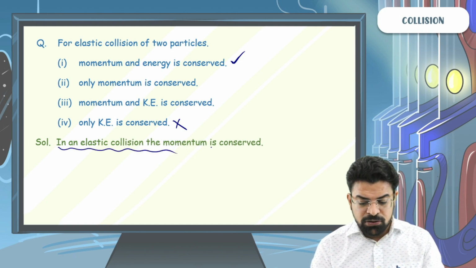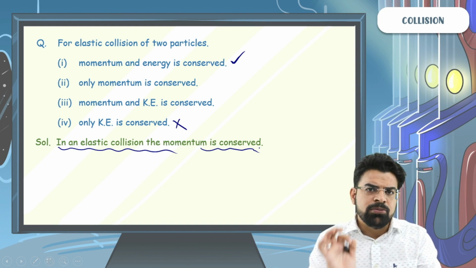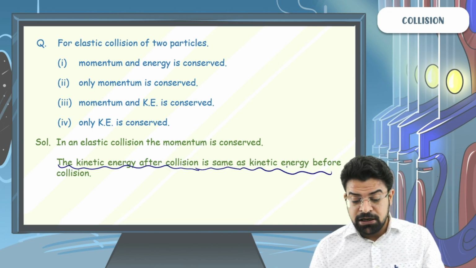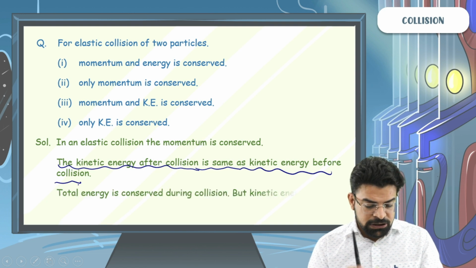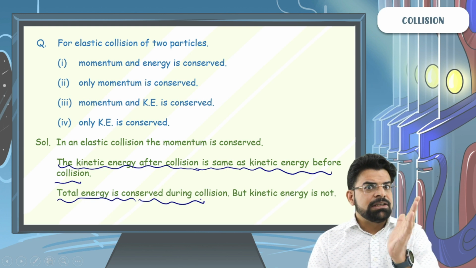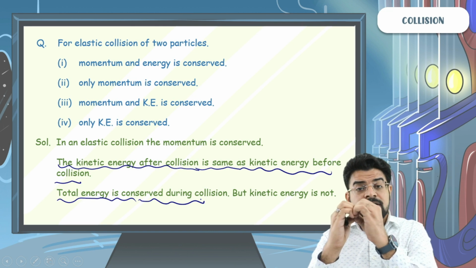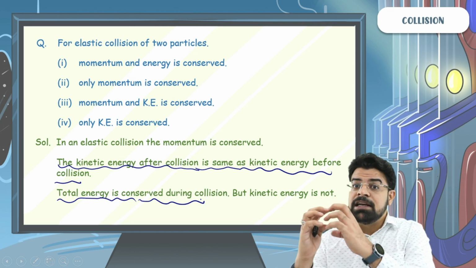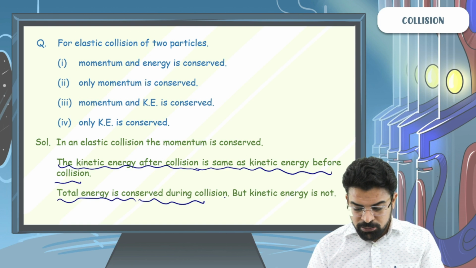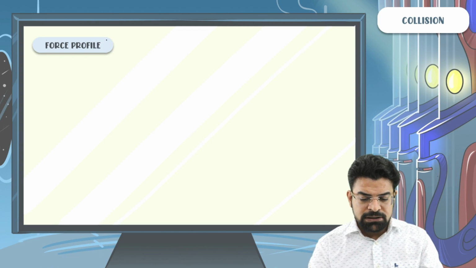So in an elastic collision, the momentum is conserved given that there is no external force acting. That is a rider I'm assuming on this question. Second, the kinetic energy after collision is the same as the kinetic energy before collision in case of elastic collision. Total energy is conserved during collision because kinetic energy gets converted into elastic potential energy during deformation, and then elastic potential energy gets converted into kinetic energy during reformation. But kinetic energy is not conserved during the entire process. Okay, remember this. Now let's understand the force profile.